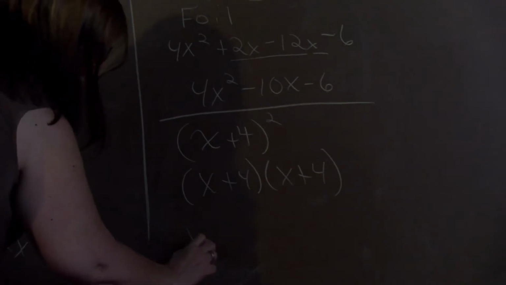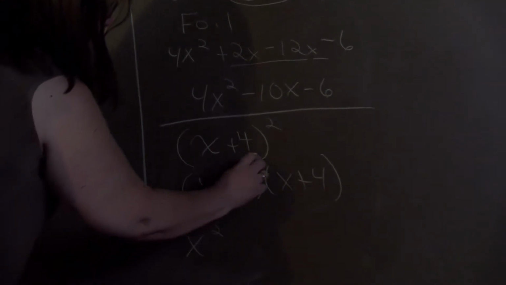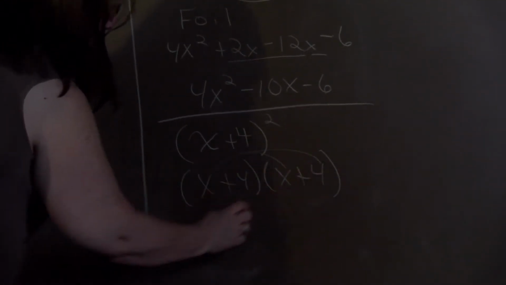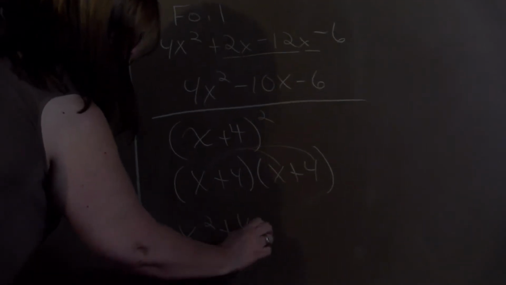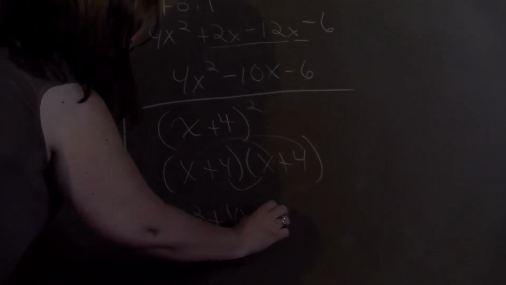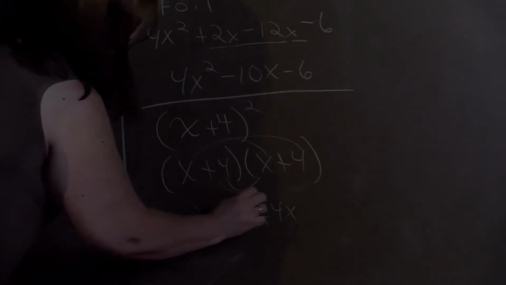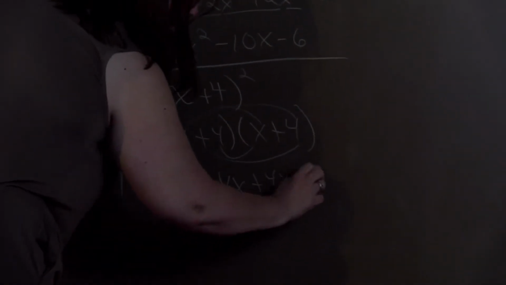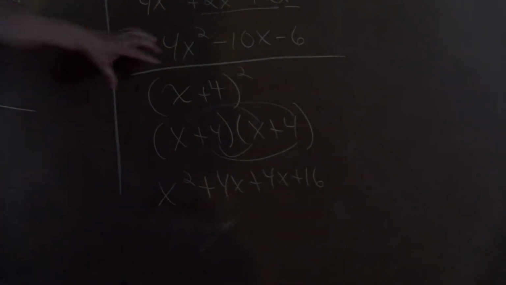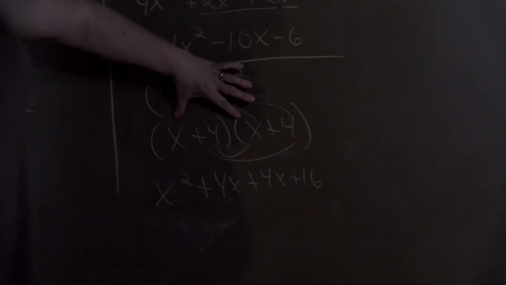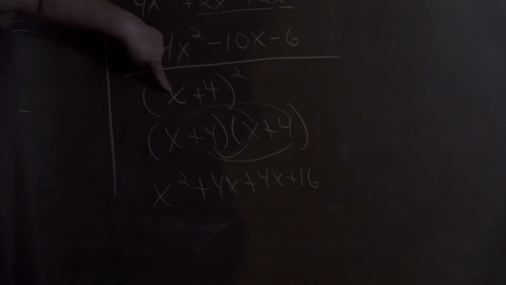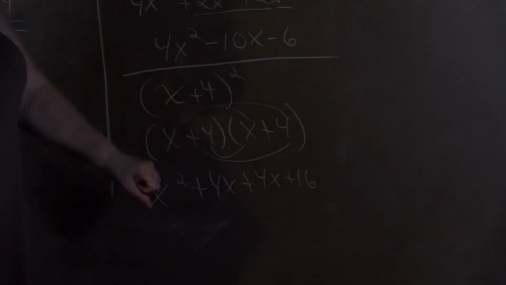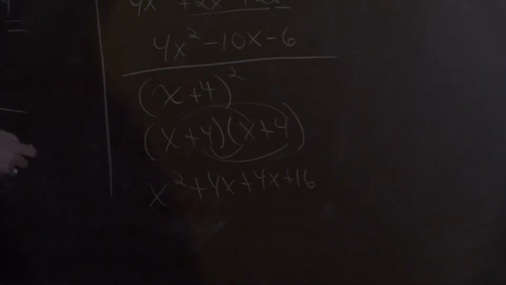X times x is x squared. And then the outside, 4x. The inside. And the last two terms. So I multiplied the first two, then the outside, the inside, and the last two. And then combine the two middle terms.